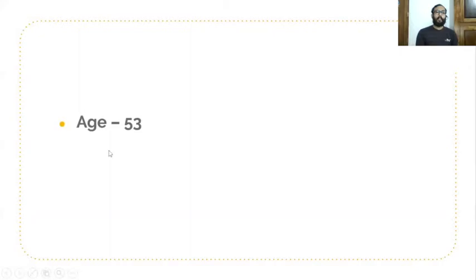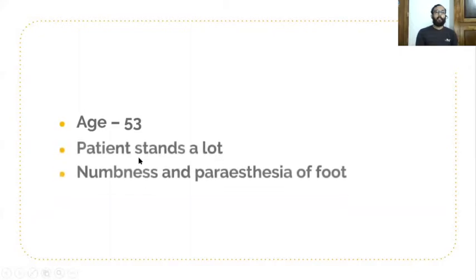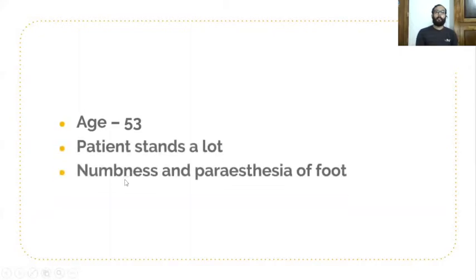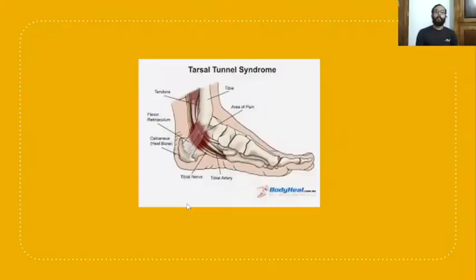This is another particular case, age 53, and the patient stands a lot. Patient presents with numbness and paresthesia of the foot. The patient had a history of diabetes mellitus and hypothyroidism, and the diagnosis is tarsal tunnel syndrome. Tarsal tunnel syndrome is an entrapment neuropathy, just like carpal tunnel syndrome. Here the posterior tibial nerve is entrapped in this particular tarsal tunnel. In this tarsal tunnel there is posterior tibial artery also.